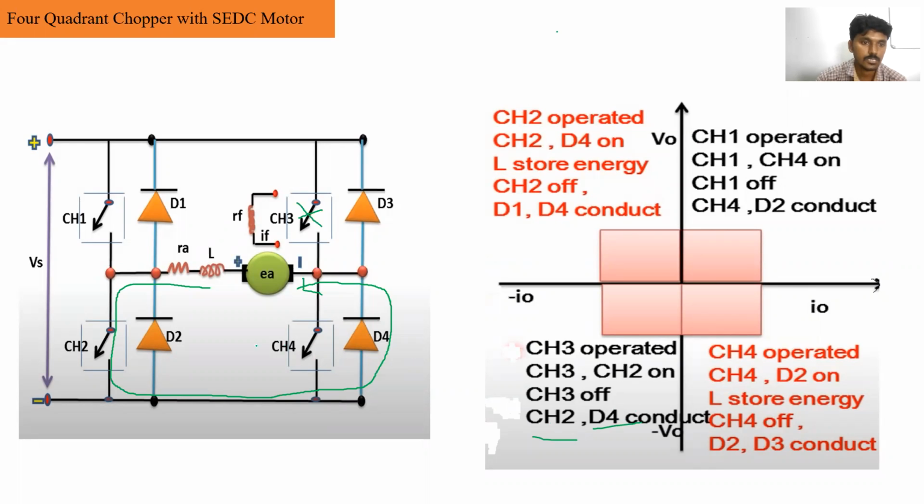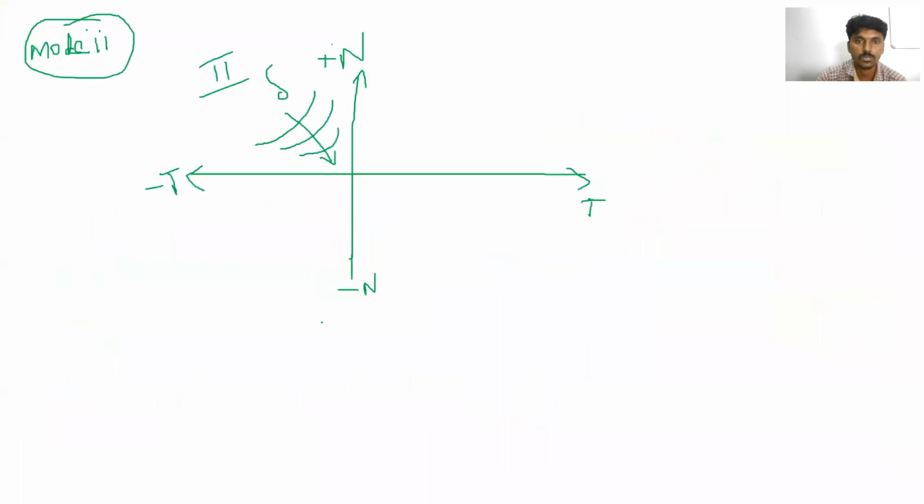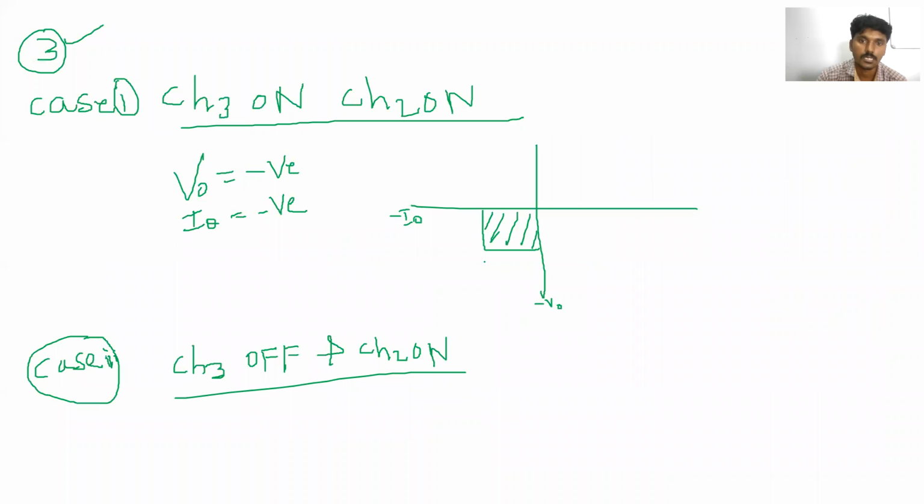When these two switches are turned on, the output voltage is 0, but the output current is still negative. Still the output current is negative, which means it is still operating in the third quadrant. Is it clear? So the speed torque characteristics in this mode also exist in the third quadrant.